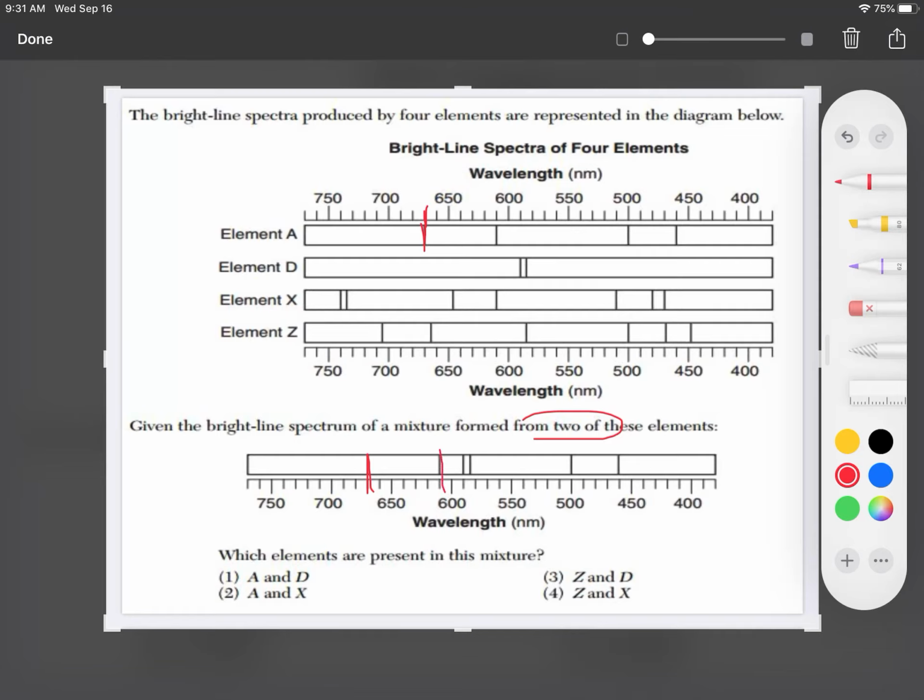Let's look at the next one here. 610. Here is 610. A matches up there. X matches up there. So far A and X. But X hasn't matched up yet other places, so we don't know about X yet. Next, 590 and like 585. Well, here's 590, here's 585. So it's right there. Okay, so D. Now, let's see, 500. Well, that's A. X doesn't match up here, no. So X cannot be the answer. It's got to match up the whole way through. So it's going to simply be A and D.